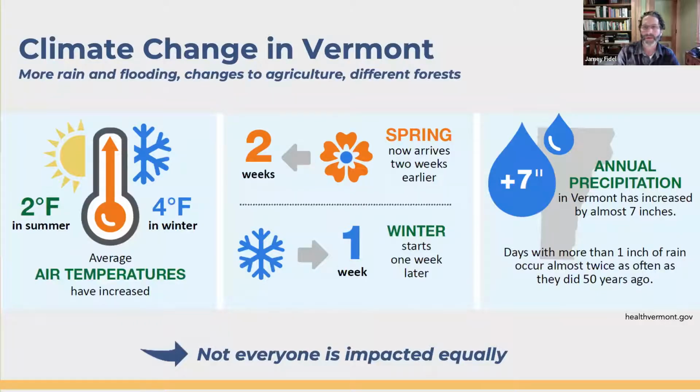So just some very quick slides here about some of the impacts we're already seeing from a climate change perspective in Vermont. We are seeing warmer temperatures already, and impacts to our seasons, and more precipitation. And these impacts are going to continue to grow in severity.